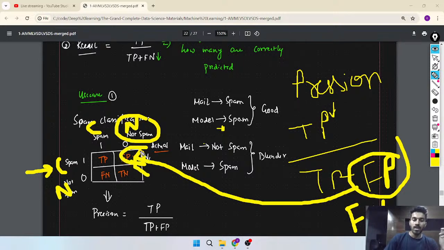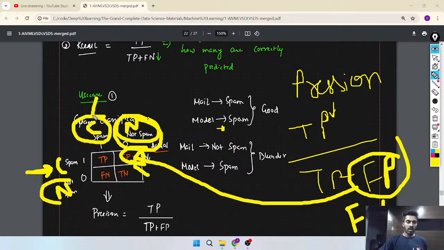Your model predicted wrong, but that's not harmful. Someone tells you that you have cancer, then you go for a checkup again. That's the process we follow. But suppose you have cancer, that is the actual class, and your model predicted you do not have cancer. That is a false negative.